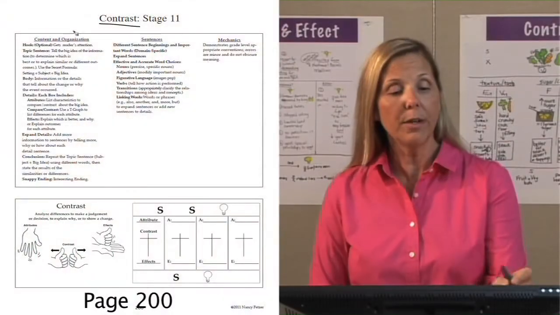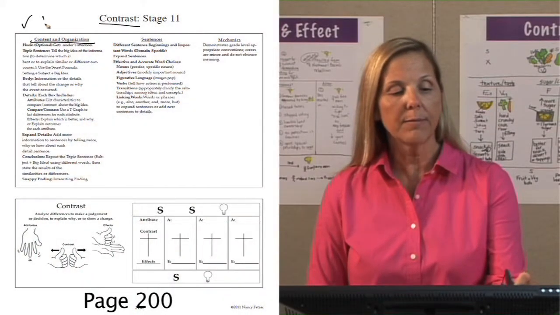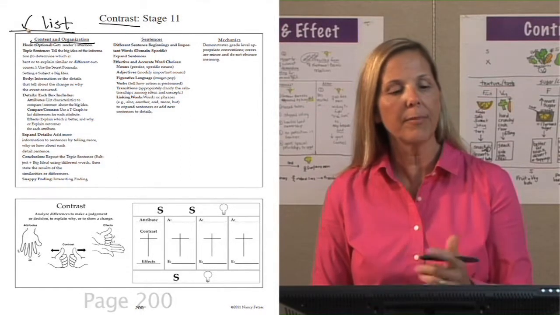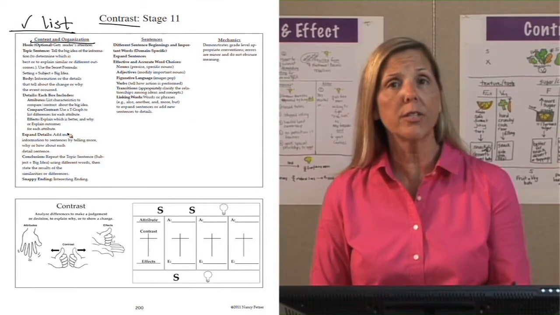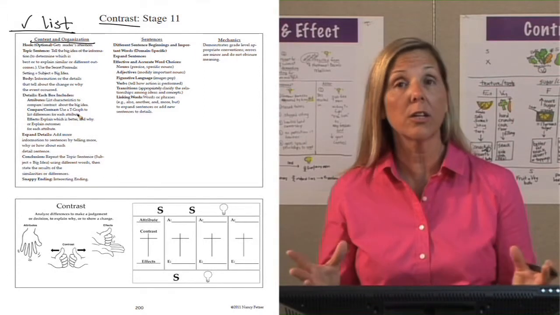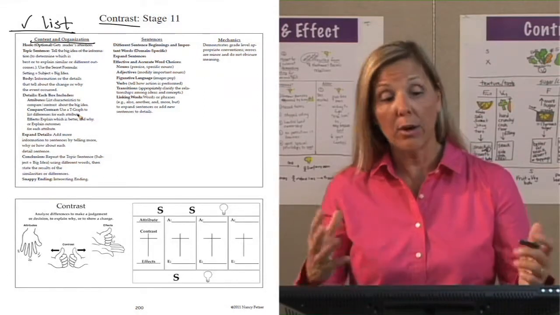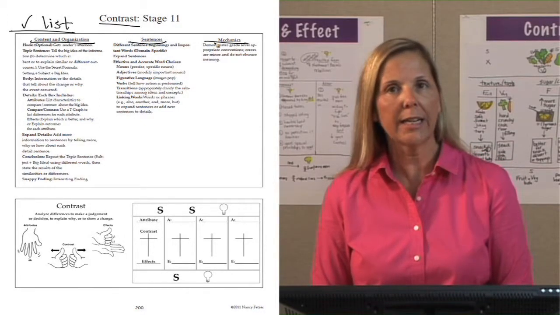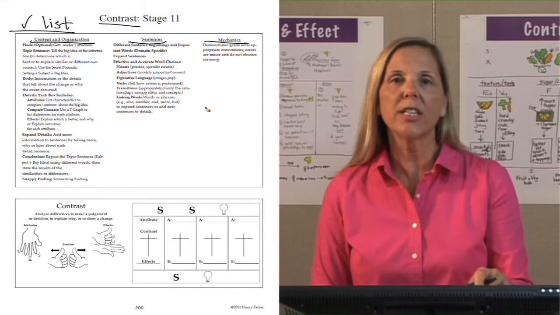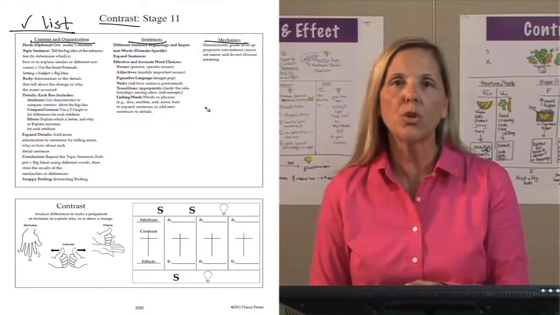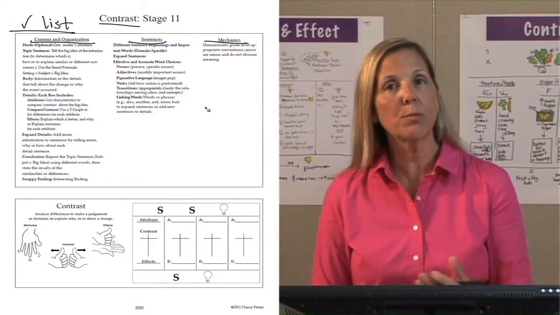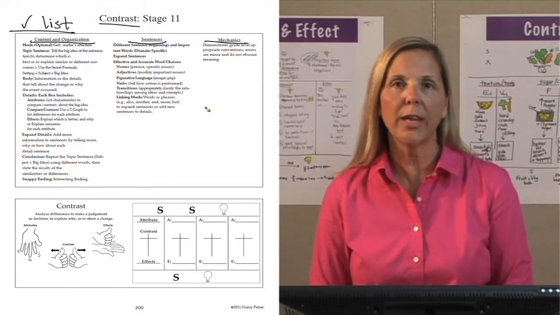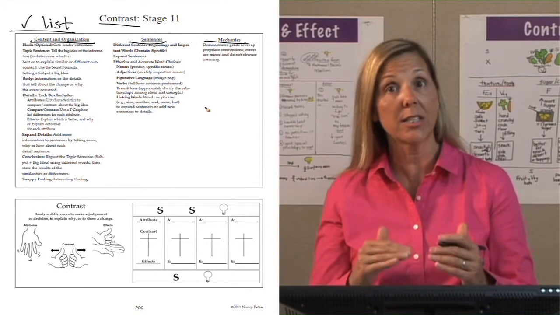On page 200, we have our checklist, always organized in the same way, the way that you want to analyze a student's writing. This checklist has content and organization, what elements need to be in the contrast essay or paragraph, what elements we need to have in our sentences, and also our mechanics. We are using this checklist to analyze our students' writing. When they have their final finished published piece of writing, you can use this to make sure they have all their elements in place for contrast writing at stage 11.